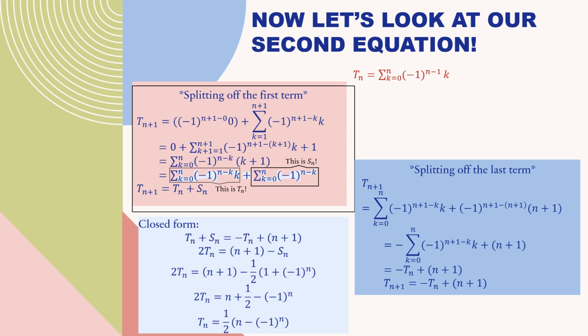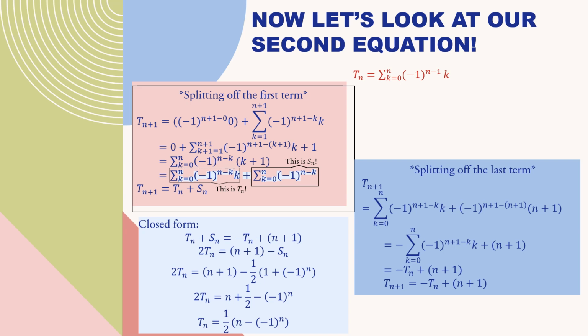So then we do a closed form as well, just as we did the first equation, and we set them equal to each other. And this one required a little more math. So at the bottom, we finally get t sub n is equal to 1/2 times n minus negative 1 to the n. And that is looking familiar. It's a good thing we're getting the 1/2. It is a really good thing. It shows that we're on the right track.